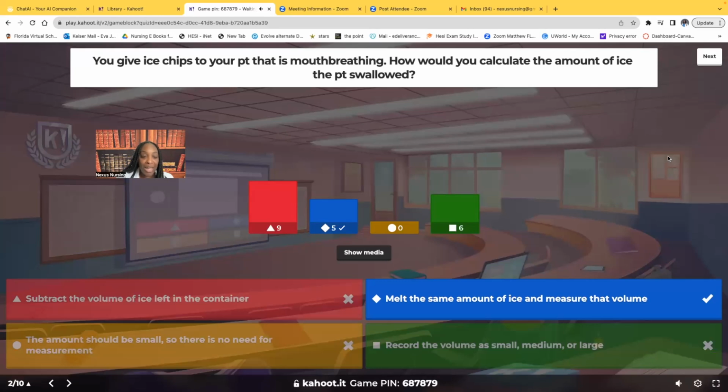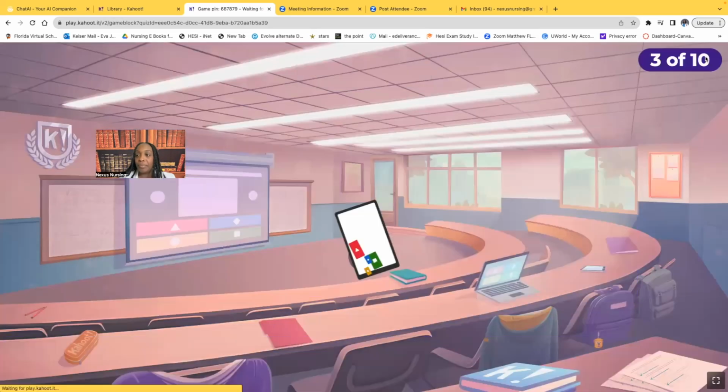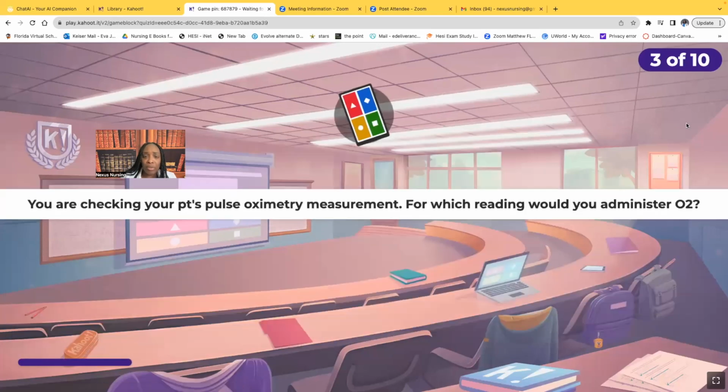Wow, most of you chose subtract the volume of ice left in the container. No, guys, listen. The volume of ice is going to be half as much when melted. So what you're going to do is melt that same amount of ice and measure the volume, because the volume is half when melted. Whatever the amount the patient ingested, you want to be as accurate as possible. I'm happy I'm doing this Kahoot.